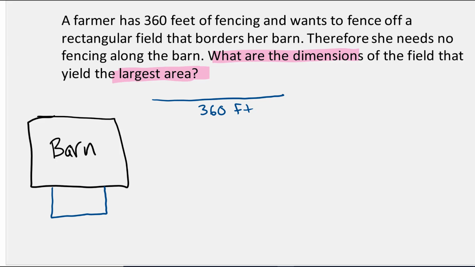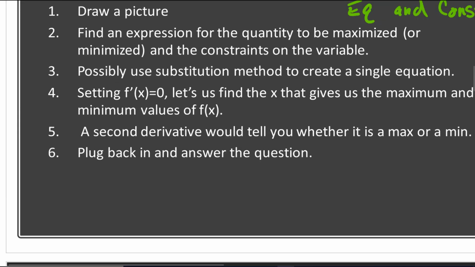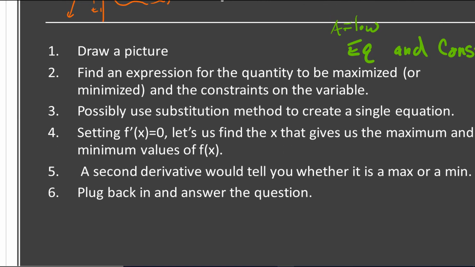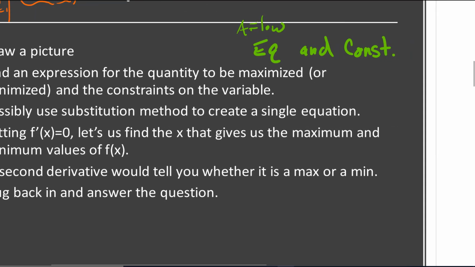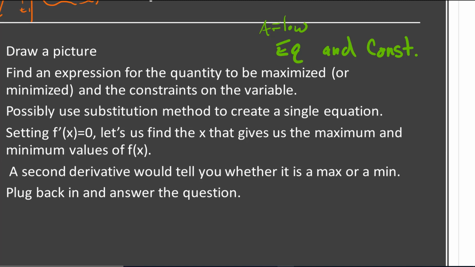So we did step one. Now what's step two? Let's go back up and take a quick look. We want to find an expression for the quantity to be maximized or minimized, and the constraints. Oh, we need to find that equation. I kind of already wrote it up there. The area is equal to length times width. And then we have a constraint: you only have 360 feet of fence. We just need those two things. Let's go back to our problem.